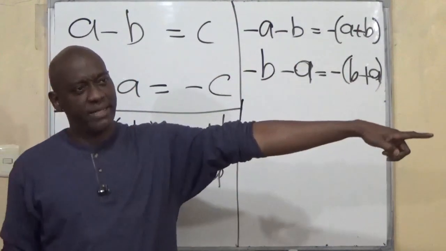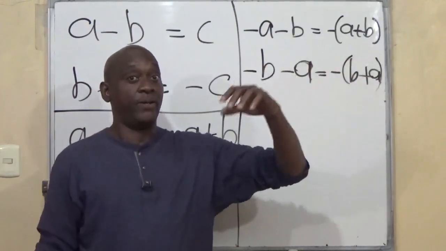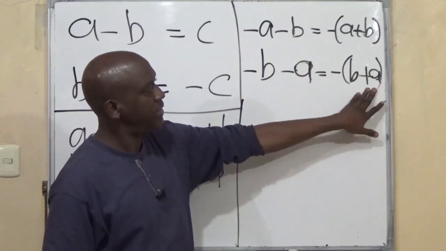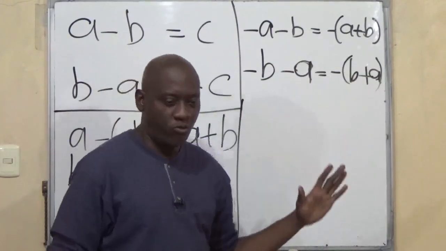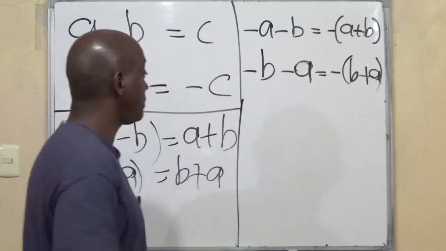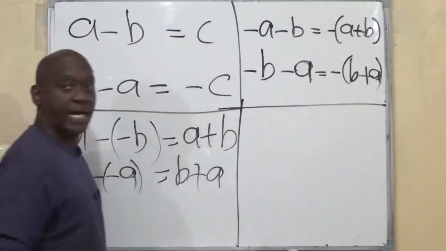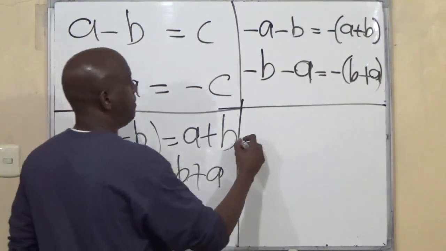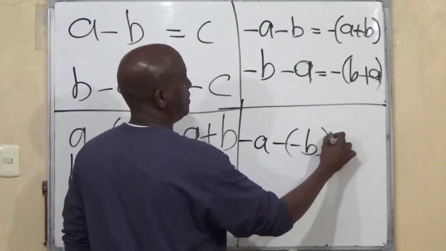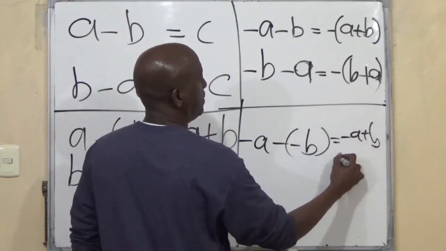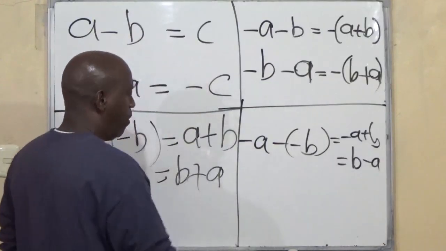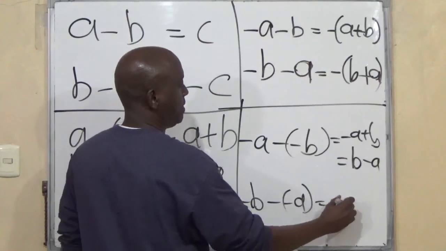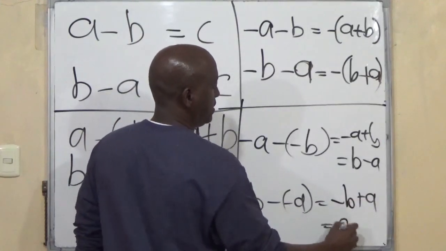So minus 6 minus 9 is minus into 6 plus 9, which is minus 15. Minus 9 minus 6 is minus into 9 plus 6, which is minus 15. You have to go right through with the thing. It has no shortcut out here. Right? And the last one, which would be, yes, minus A minus minus B is equal to minus A plus B, which is equal to B minus A, or minus B minus minus A is equal to minus B plus A, which is equal to A minus B.